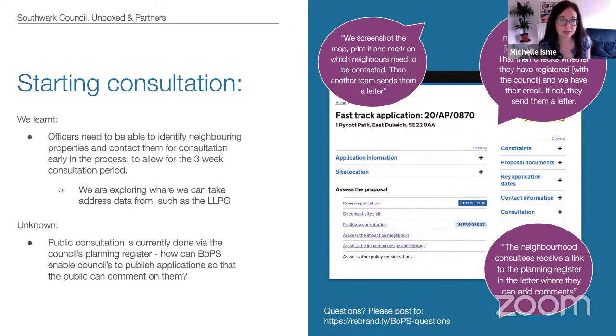Another unknown is even if we send that kind of letter to neighbours, they then need to be able to actually look at the proposal, so the detail of the application and the drawings and plans, because otherwise it's hard for them to know what they can comment on. And typically this is done through the council's own planning register. Every council has to publish applications that come in. And because they do that anyway on the register, that's also where they will direct people to have a look at those plans and provide consultation feedback.